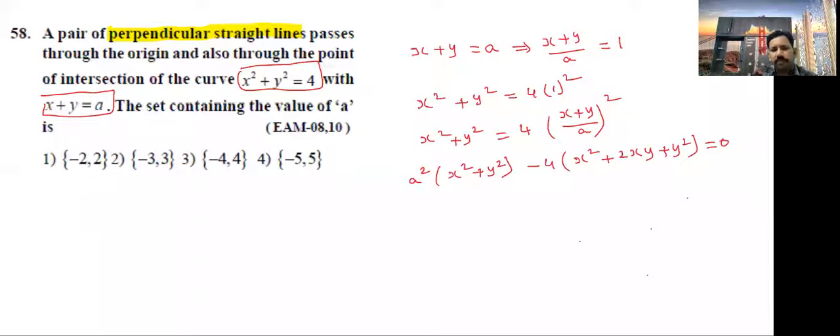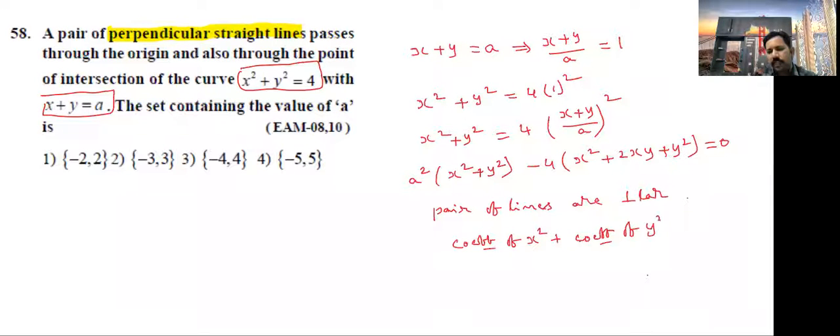Already given here, the pair of lines are perpendicular, already given in the question. So what is the condition, students? Coefficient of x square plus coefficient of y square is equal to 0. This is a formula.